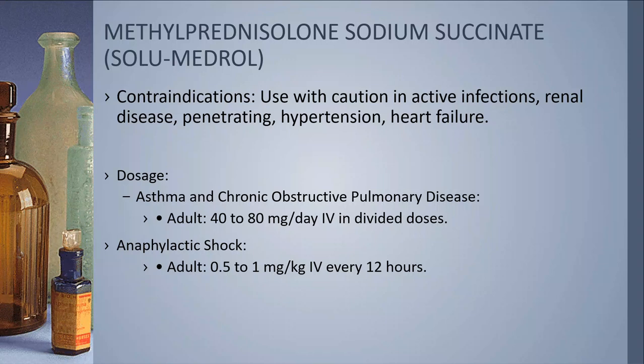Now, Solumedrol is used not only for bronchospasm, but it can also be helpful for patients that have anaphylaxis. For asthma and COPD, basically what we're going to do is give them 40 to 80 milligrams, and we can give that in 2 or 3 doses. For anaphylactic shock, it's going to be weight-based, and we're going to give a half to 1 milligram per kilogram every 12 hours. To make the math easy, I would tell you, just go with 1 milligram per kilogram, and that will make it a little bit easier.